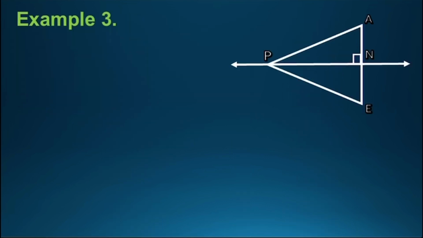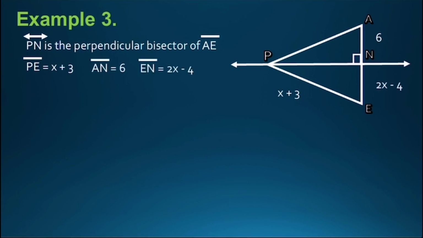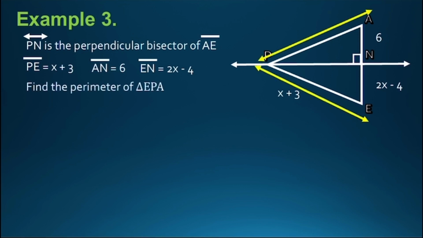For our example number 3, line PN is the perpendicular bisector of line segment AE, where line segment PE is equal to x plus 3, AN is equal to 6, and EN is equal to 2x minus 4. Find the perimeter of triangle EPA.